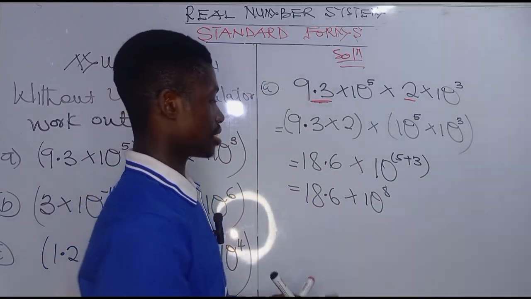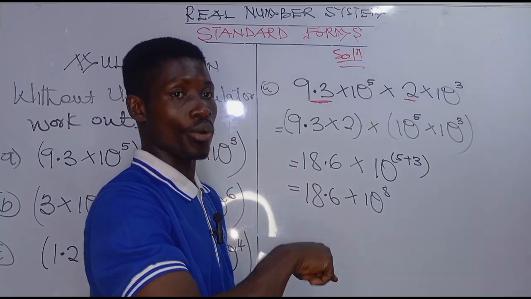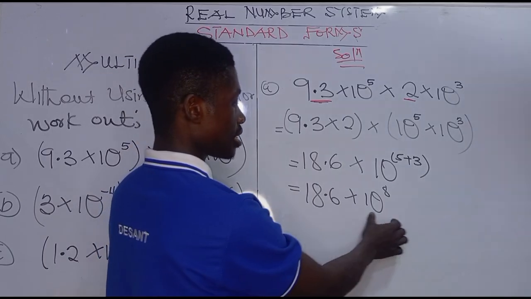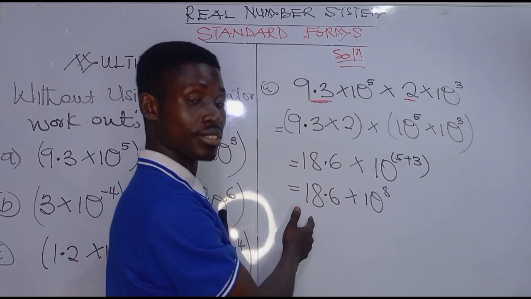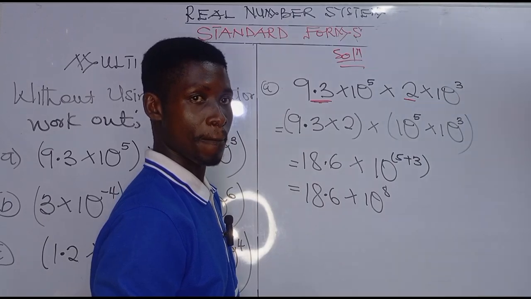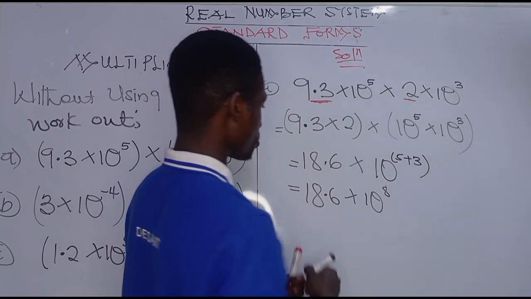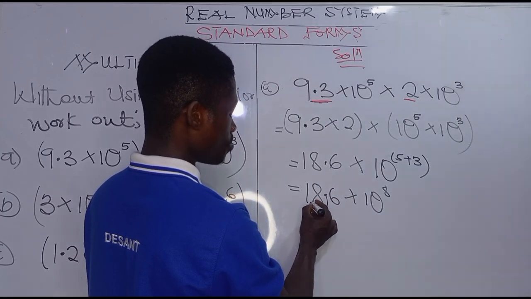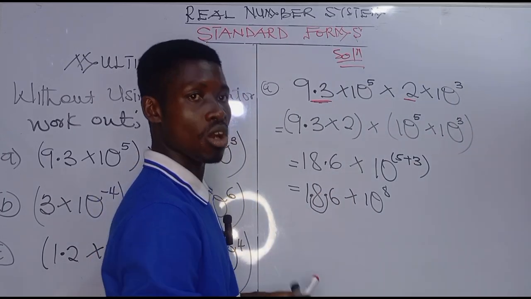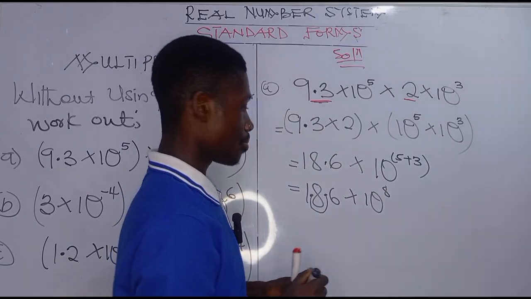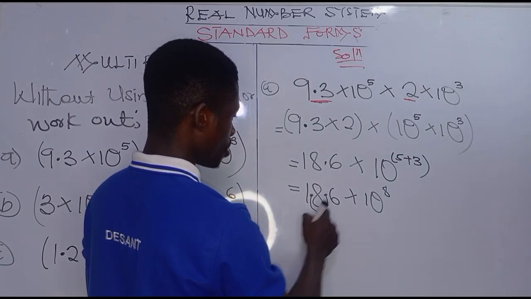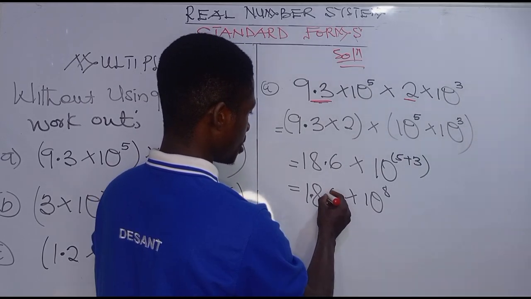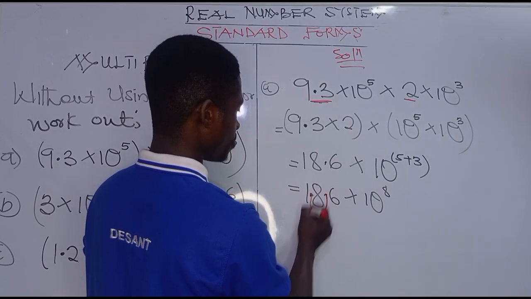After that, make sure that your final answer is in the correct standard form. So we are going to write this in the correct standard form, because this is not in standard form. We are going to move the decimal point so that it will be behind the first natural number. So we are going to move the decimal point to this very side.